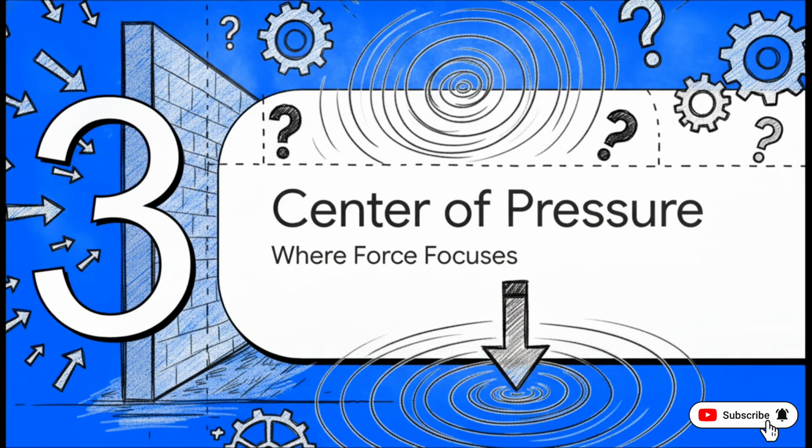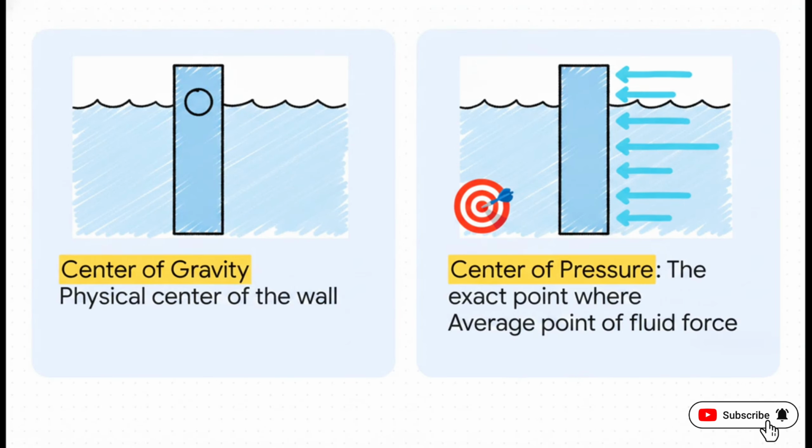This is all about where that force actually focuses. Okay, so we know how much total force is pushing against the wall, but where exactly is all that force focused? This is a crucial distinction. The center of gravity is really just geometry. It's the physical center of the shape itself.